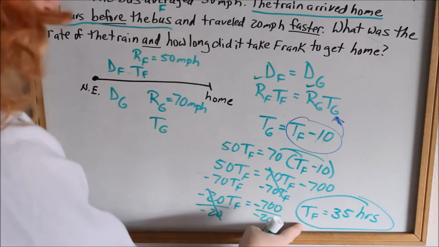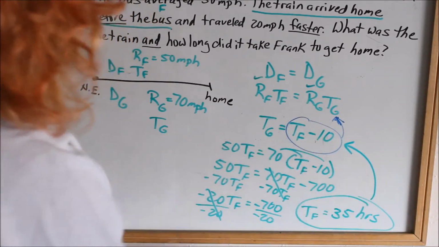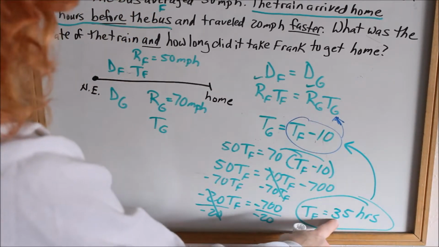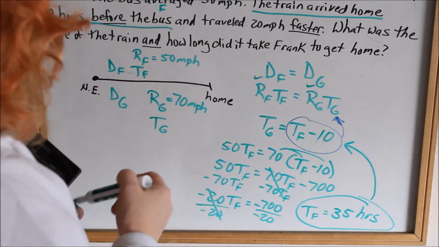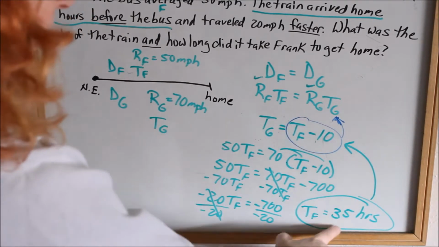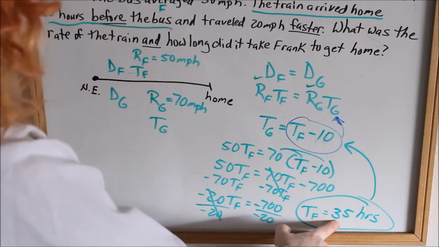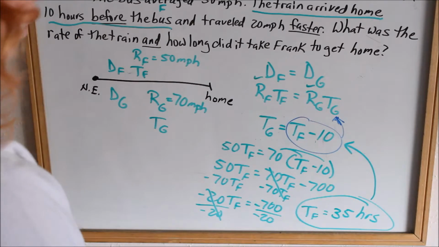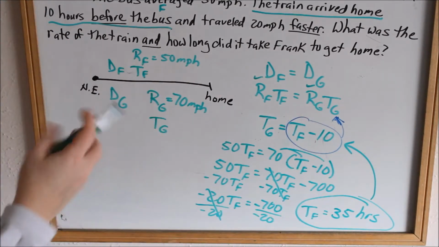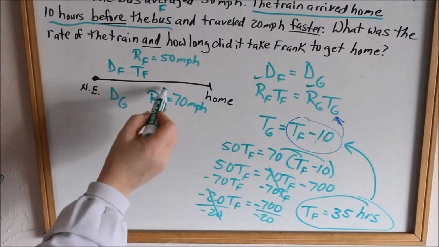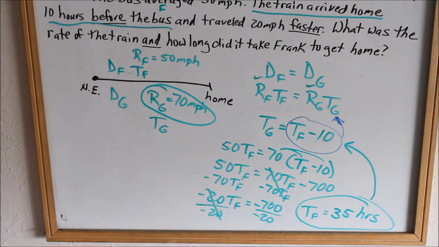If it did ask for Glenda, we can go back to that equation right there. We can take Frank's time, subtract 10, and now we would get Glenda's time. Because Glenda got there 10 hours before, it would have taken her 25 hours. The problem didn't ask for that, but the problem did ask for what was the rate of the train, which was this rate right here, and then what was Frank's time.